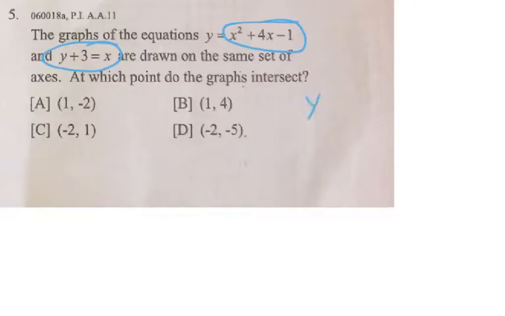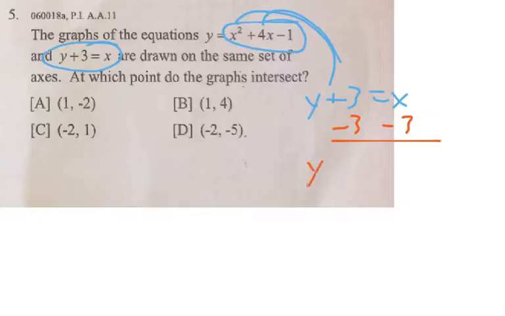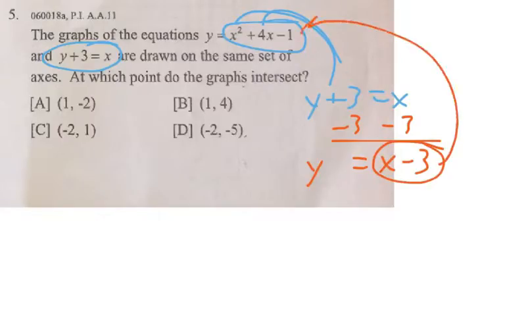See, I could take y plus 3 equal to x. And since it already equals x, I could plug the x in there, but that becomes a god-awful mess, right? Hopefully you realize, couldn't I go ahead and minus 3 both sides and solve for y? So y equals x minus 3, right? And now I'm just going to take x minus 3 equal to that, since they're both equal to y.